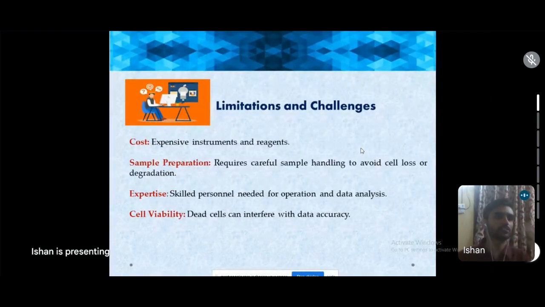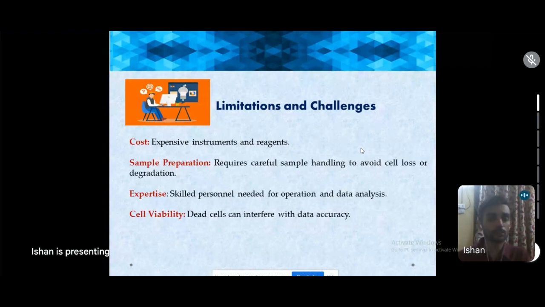Now, what are the limitations? Since we have been talking about the more positive side of this analysis, what are the limitations and challenges? There are a few limitations and challenges presented by flow cytometry. One is the cost. Since this instrument is not frequently available in different kinds of labs, it is costly. This instrument is expensive, and the reagents or the dyes which are used are also very costly.